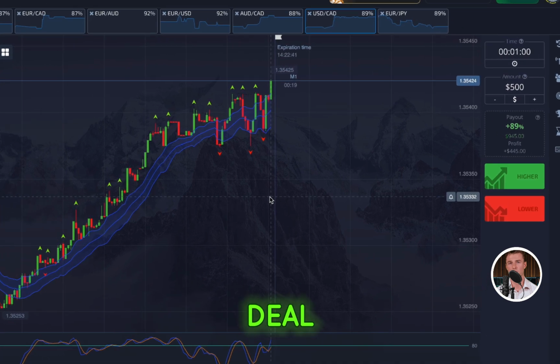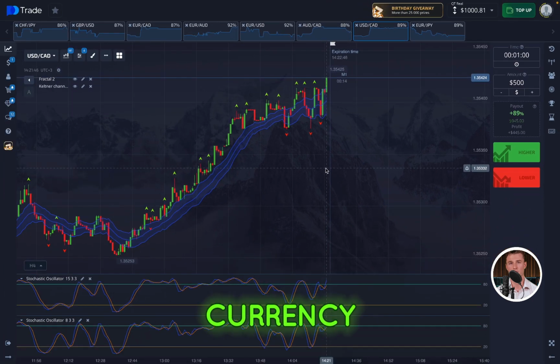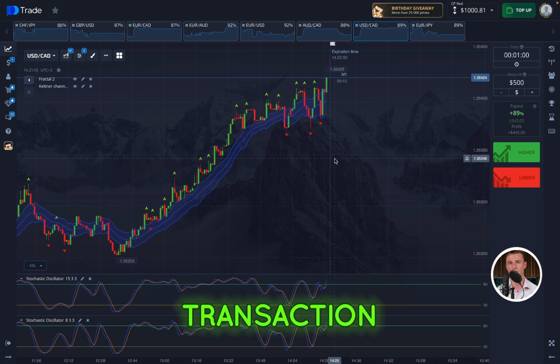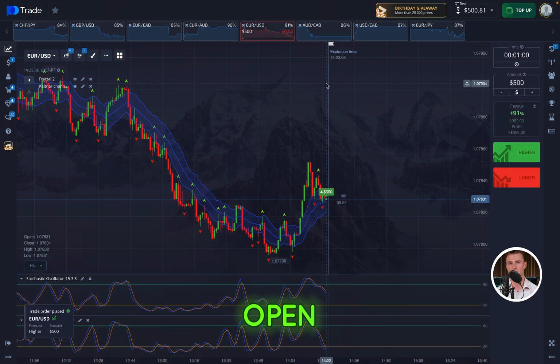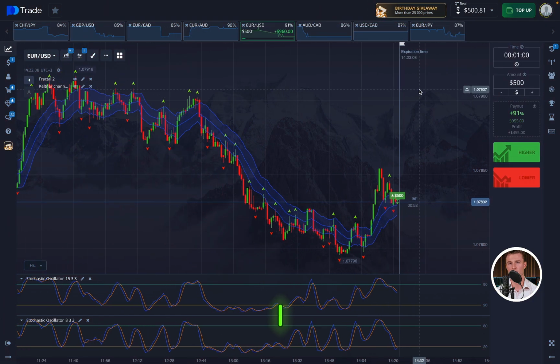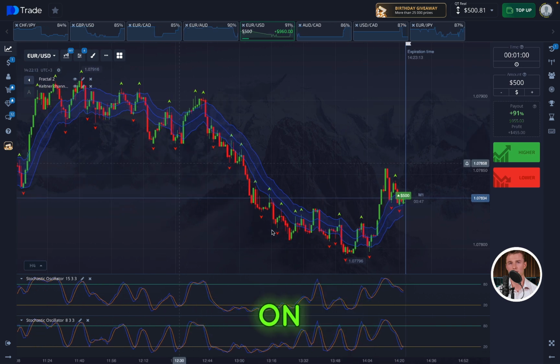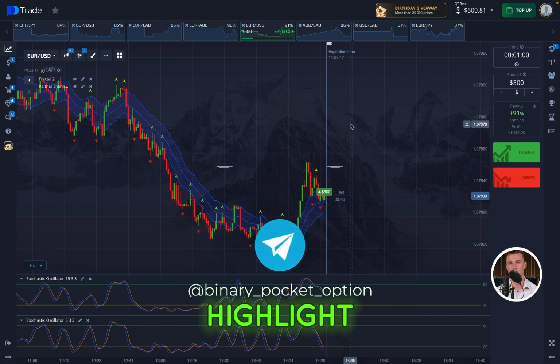Let's start with a deal of 500. Proceed and select the first currency pair for the most convenient and reliable entry into the transaction. And here I want to open a deal to increase. I think that the price dynamics will now recover after this correction, focusing on stochastic with a period of 8. Let's highlight the working area.